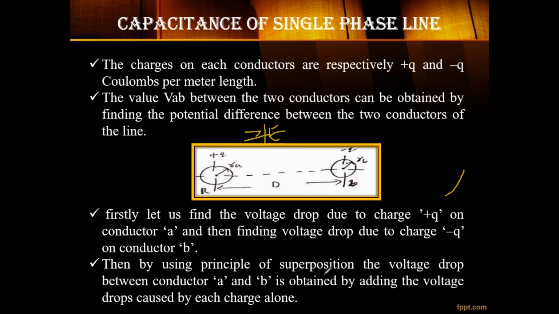Then we use the principle of superposition. So here the superposition principle is involved. Why? Because if you want to find the voltage drop due to conductor A, we have to open conductor B. What we did in the superposition theorem, the same procedure happens here. If your circuit has two voltage sources and you want to find the effect of one source, you have to eliminate the other source. The same thing here: if you want to find the voltage drop due to the positive Q, we have to eliminate this minus Q, and if you want to find this one, you have to eliminate this. So it is obtained by applying the superposition theorem.